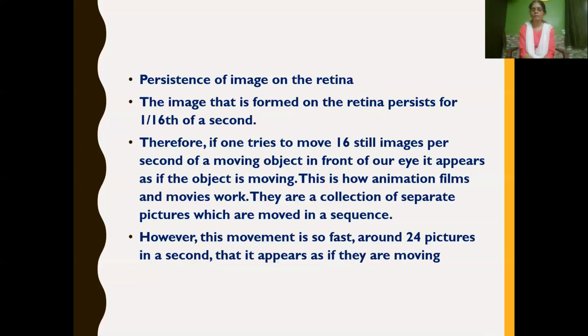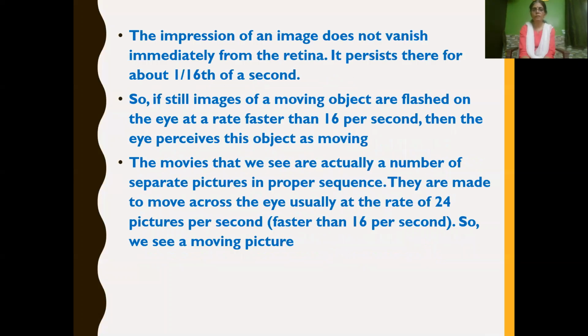They are a collection of separate pictures. They move in a sequence. However, this movement is so fast, around 24 pictures in a second, that it appears as if they are moving. So the impression of an image does not vanish immediately from the retina. How long does it stay there? It persists there for about 1/16th of a second.